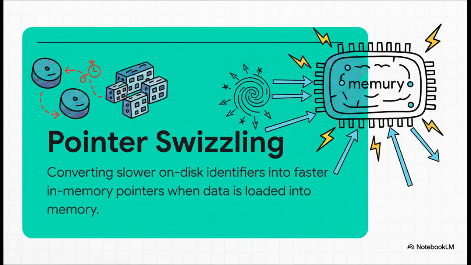All right, here's a key technical term you gotta know. Pointer swizzling. You see, on a disk, objects refer to each other using these identifiers, which are kind of slow to look up. But when you load that data into the client's super-fast memory, you don't want to be doing those slow lookups. Pointer swizzling is the magic trick that converts those clunky identifiers into direct, lightning-fast memory pointers. It is absolutely critical for performance.